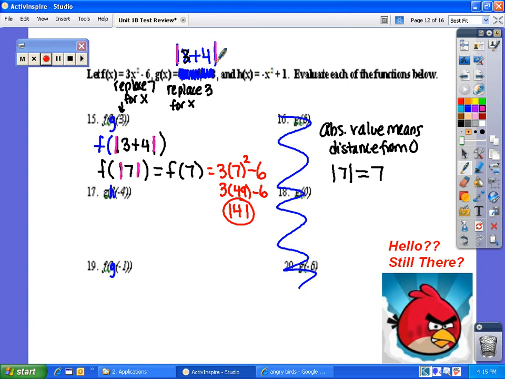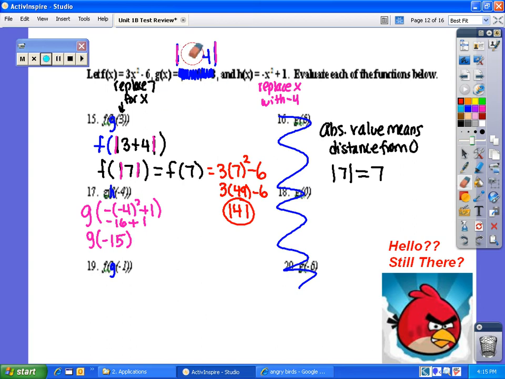Alright, our next question says g of h of negative 4. So the first thing you want to do, it says the h of negative 4. So I'm going to replace x here with negative 4. Well, negative 4 squared is 16. And then I placed a negative back in front of there. And negative 16 plus 1 is negative 15. So now I need to find the g of negative 15.